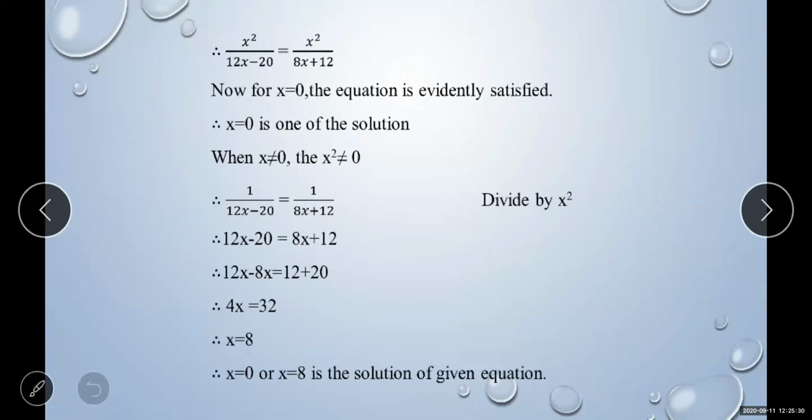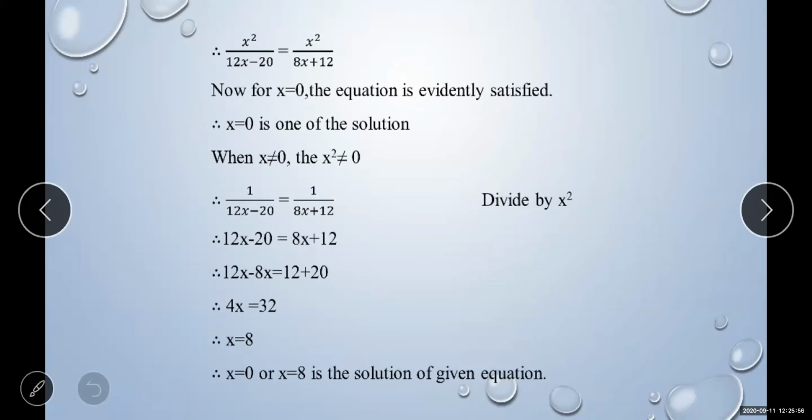Now to find the second solution, we have to divide both sides by x square. What do we get? 1 upon 12x minus 20 is equal to 1 upon 8x plus 12. Do the cross multiplication. Take the x terms on the left side and constant terms on the right side. So we got 4x is equal to 32. So x is equal to 8. So the first solution is 0 and the second solution is 8.